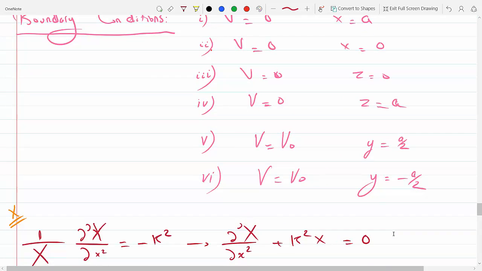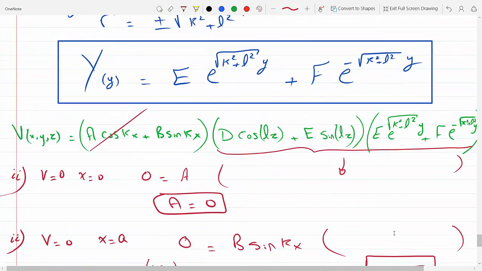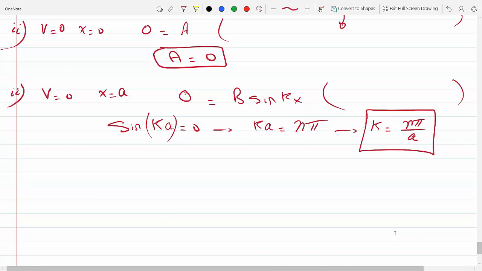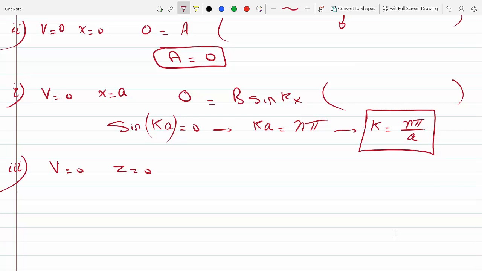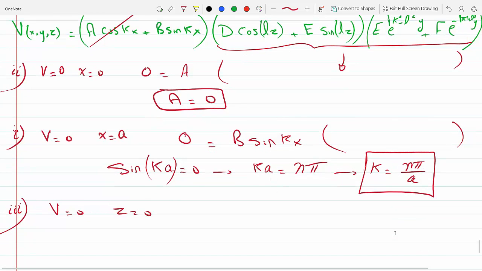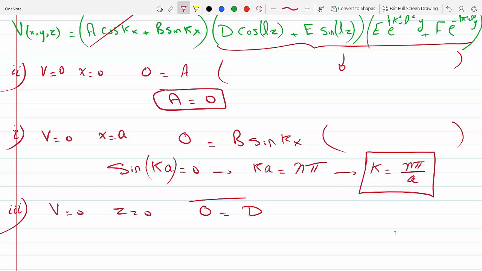Okay, let's go to the third boundary condition, and that will be for the z. Let's knock the z's out. So v equals 0 when z equals 0. This was boundary condition 1, by the way. So just go to the z term, and we will get 0 equals d cosine 0, that's d, and sine 0 is 0, so d is 0. Okay, interesting. So that means this term is out of the picture here.